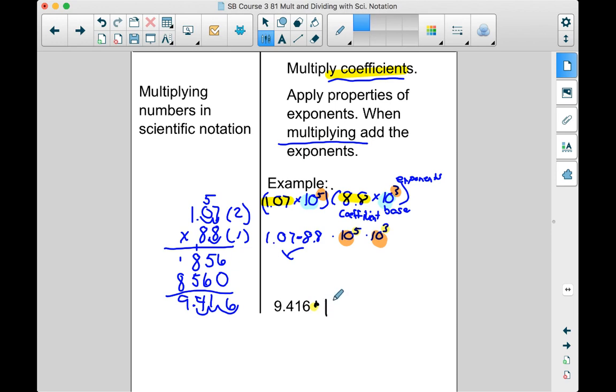And my base is 10. And then 5 plus 3 gives me 8. So my new answer here is 10 to the power of 8. So that would be my final answer. It's still in scientific notation. And again, I multiplied my coefficients and then I applied my properties to my exponents and added my exponents.